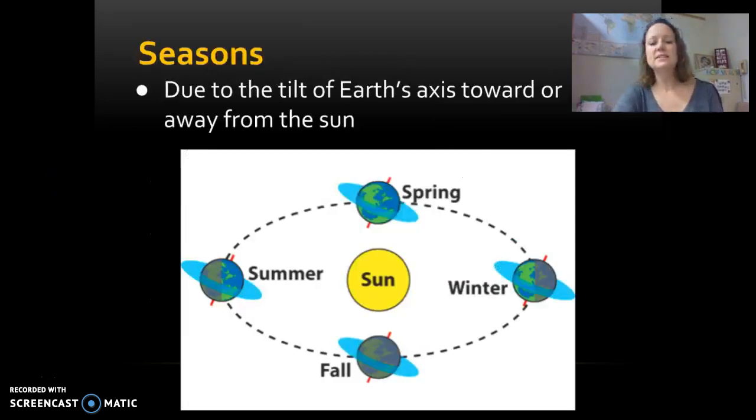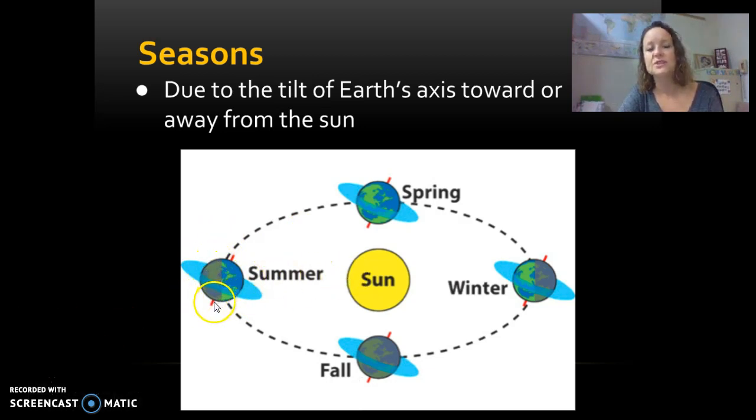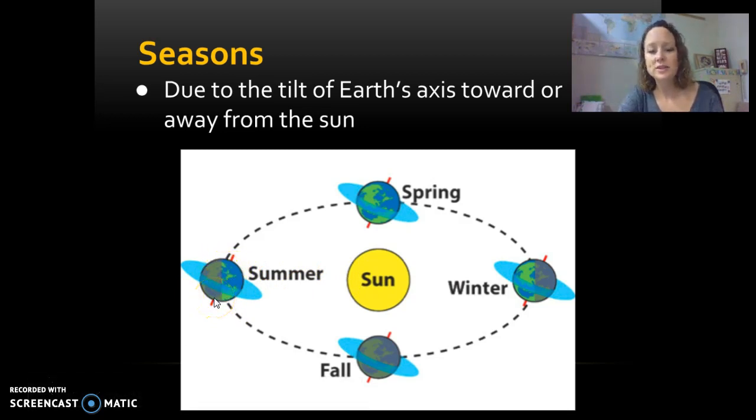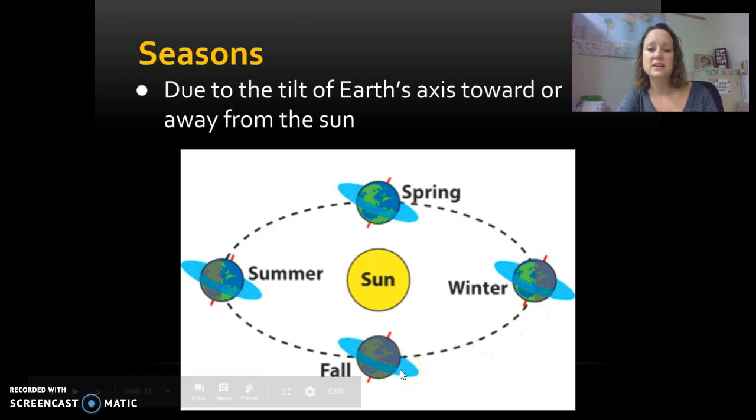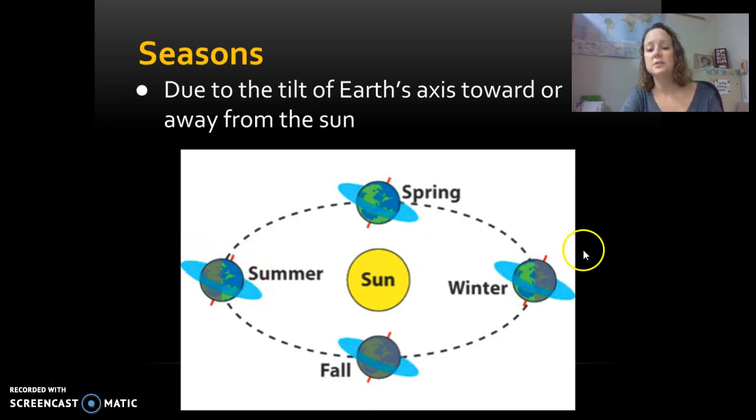All right, so now let's talk about seasons. Because the Earth's axis is tilted, sometimes, like in the summer, the northern hemisphere is tilted towards the sun, while the southern hemisphere is tilted away. So when it's summer in the northern hemisphere, that means it's winter in the southern hemisphere. As we move around, notice how our axis stays oriented in the same direction, but how we are relative to the sun changes. If we're just looking at the northern hemisphere, in the summer we're tilted towards the sun, in the winter we're tilted away.